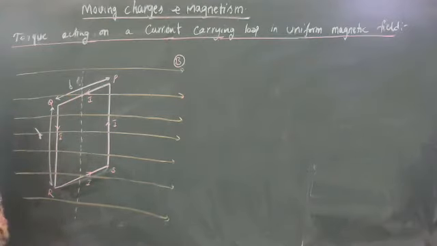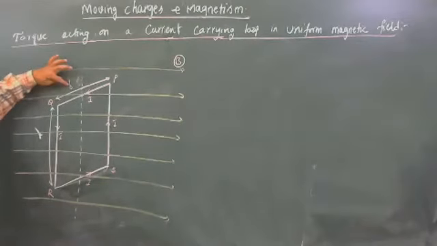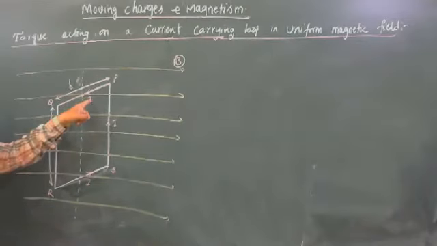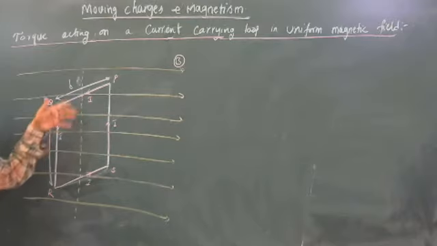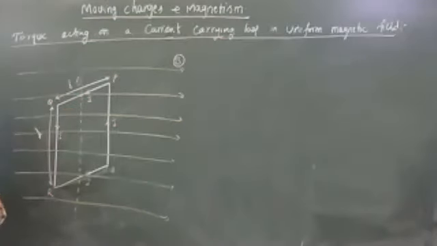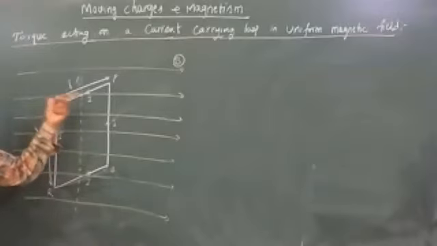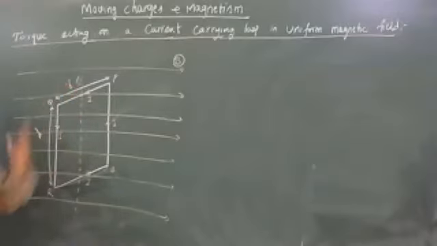You apply the rule. Force, and in what direction? It is a conductor of length B. The current flowing in it is I. It is in a magnetic field. Then what is the force acting on that conductor?